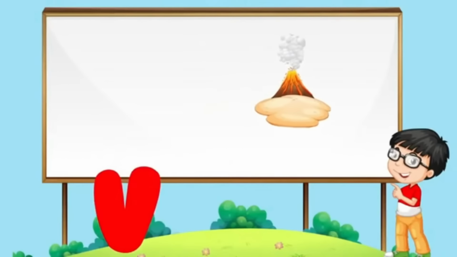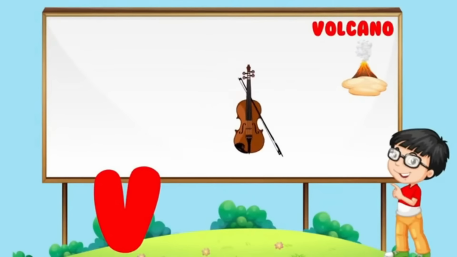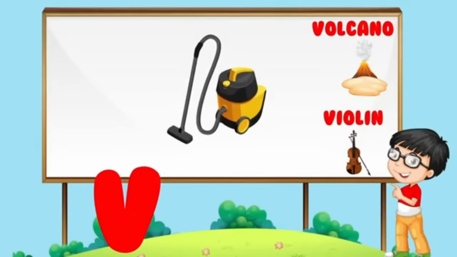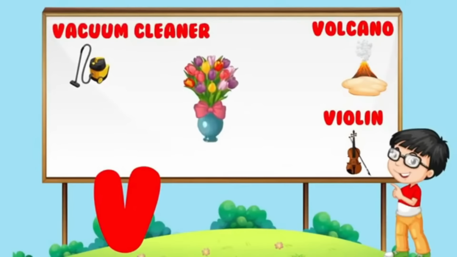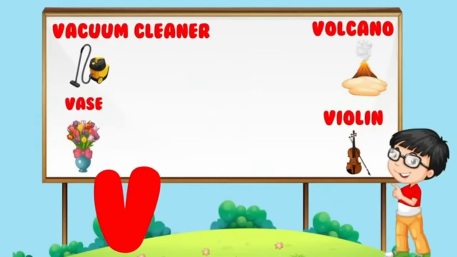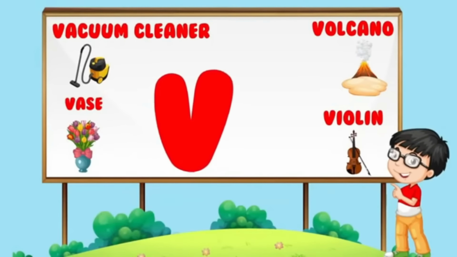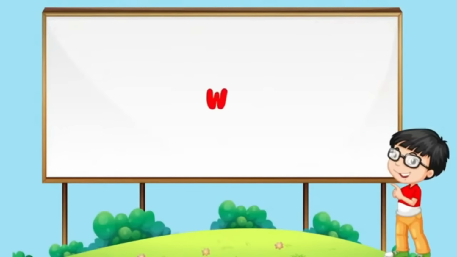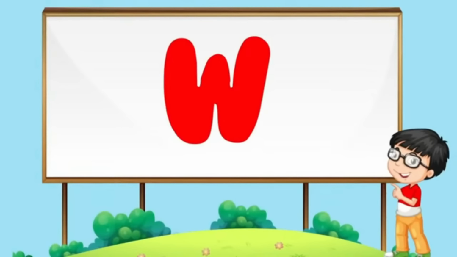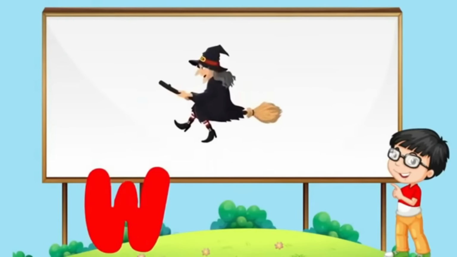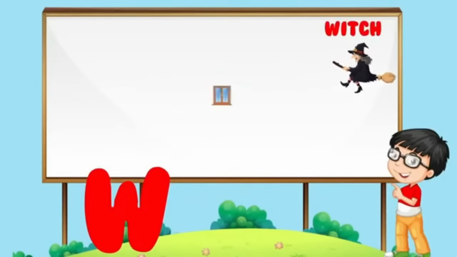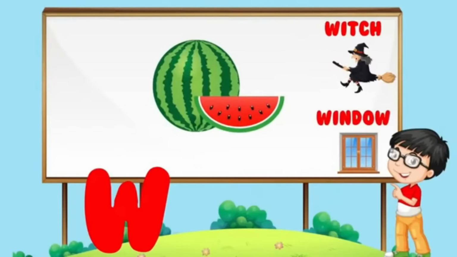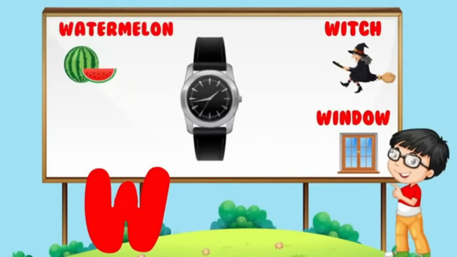V for volcano. V for violin. V for vacuum cleaner. V for vase. W for window. W for watermelon. W for watch.